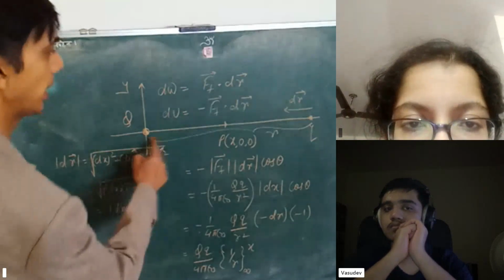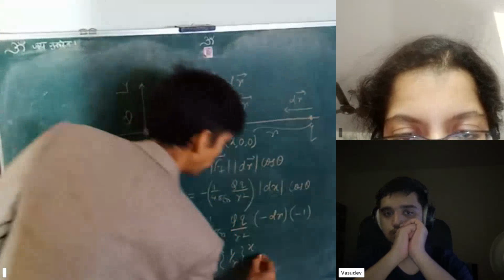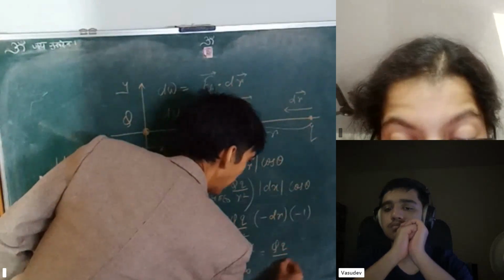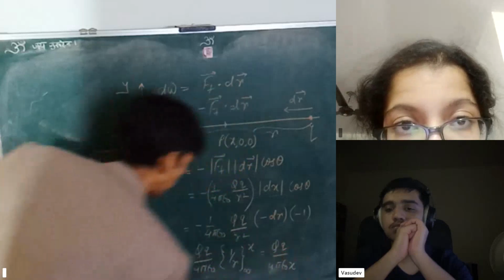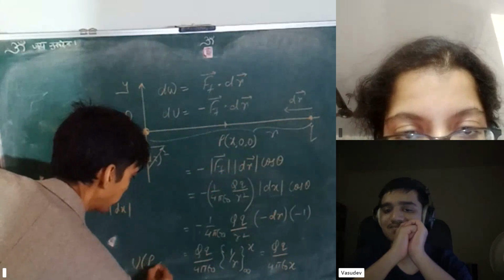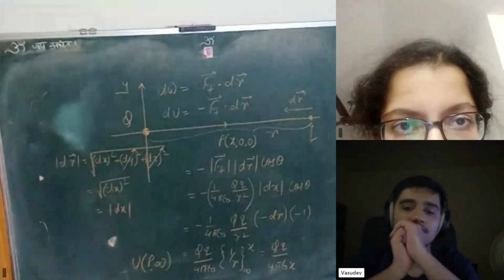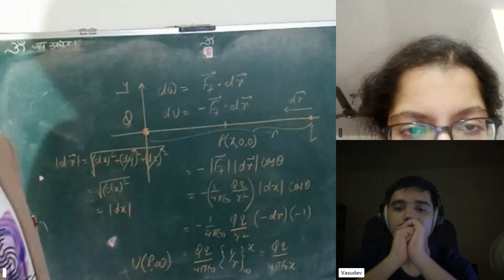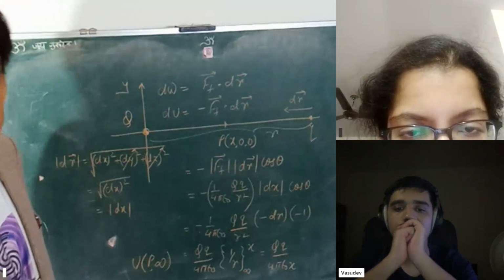We have to bring it over here, right? Point P. What do we get to see then? Capital Q small q divided by 4 pi epsilon naught x. This is the potential energy equation. Potential energy at P when the reference is taken at infinity. Potential energy per unit charge.